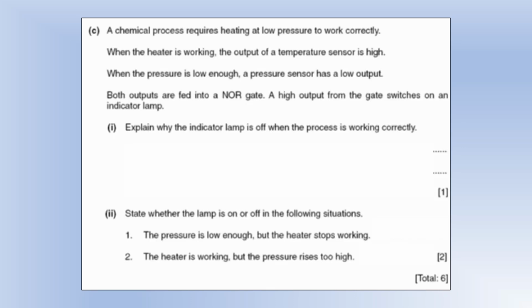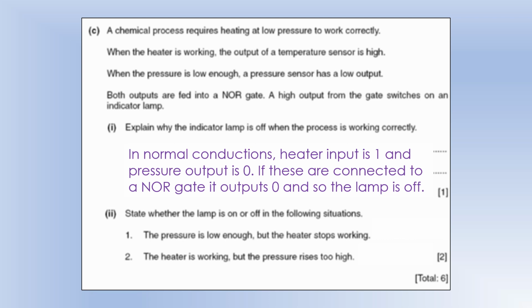So a chemical process requires heating at low pressure to work correctly. So when the heater is working, the output of a temperature sensor is high, or 1. When the pressure is low, the pressure sensor has a low output. If both outputs are fed into a NOR gate, a high output from the gate switches on an indicator lamp. So explain why the indicator lamp is off when it's correct. So if a NOR gate has inputs of 1 and 0, its output is 0, and so the lamp is going to be off.